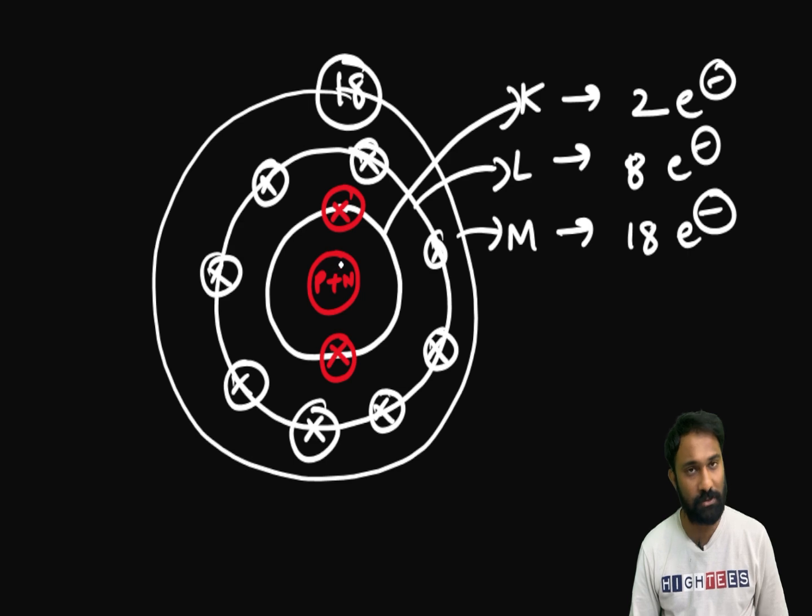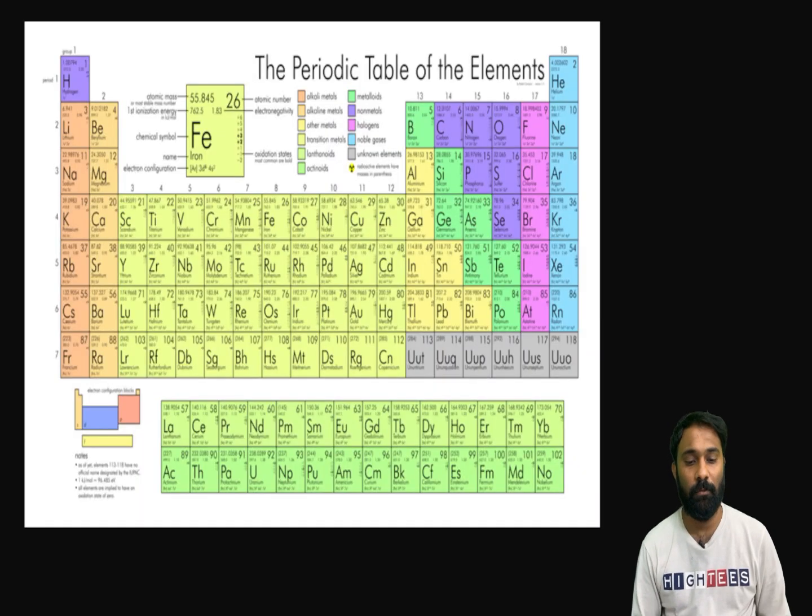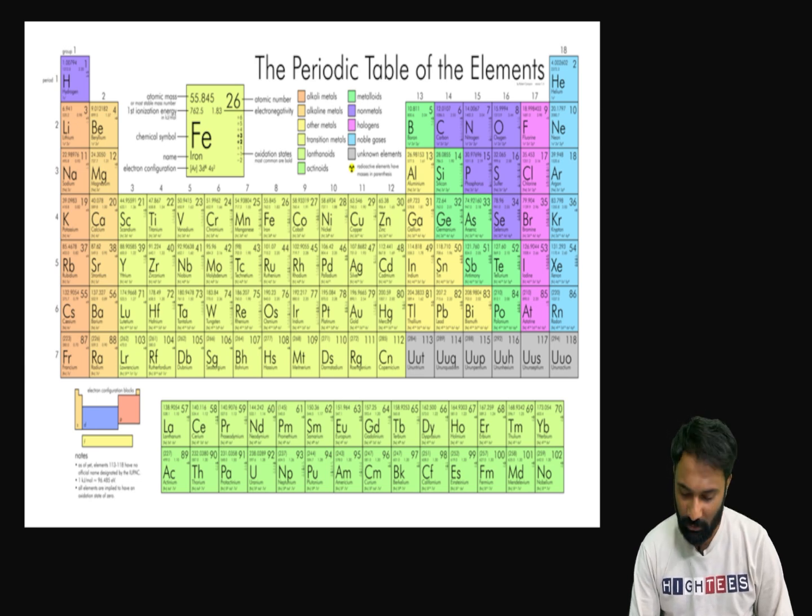Atom: protons plus neutrons, and electrons revolving around it. And we have different orbits: K shell, L shell, M shell. K shell can accommodate 2 electrons, L can accommodate 8 and M can accommodate 18 electrons. Clear? Now comes to the periodic table. Sir, already you have explained the periodic table. Why have you come here again? Beta, I will explain why, because now listen.